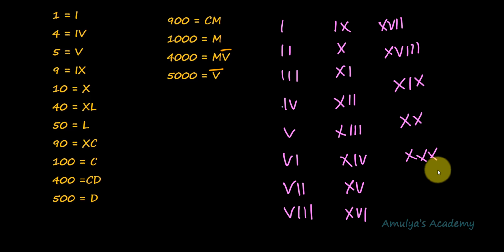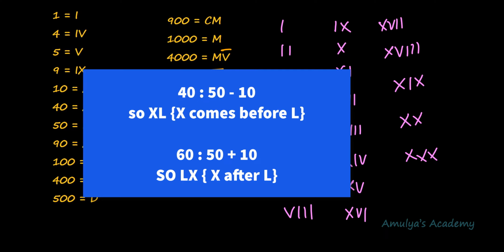For 30, for 40, we need to represent XL, 10 less than 50. And for 50, we'll use L, that's why XL. And we need to take X before L, because here we are taking 40 as 10 less than 50, right? That's why X needs to come before L. If you want to represent 40, we are taking 40 as 10 less than 50. That's why we need to take first X, then L. But if I want to represent 60, that is 10 more than 50 or 50 plus 10. That's why we need to place X after L.